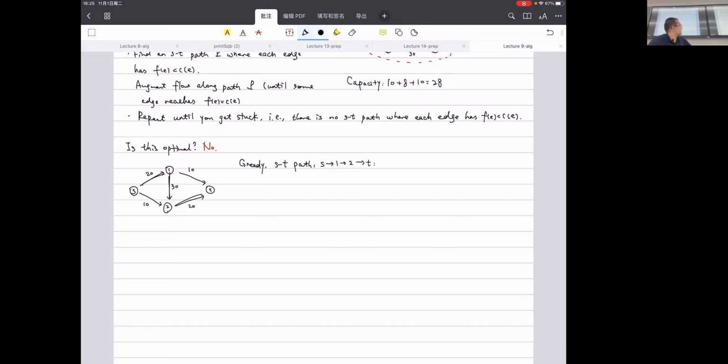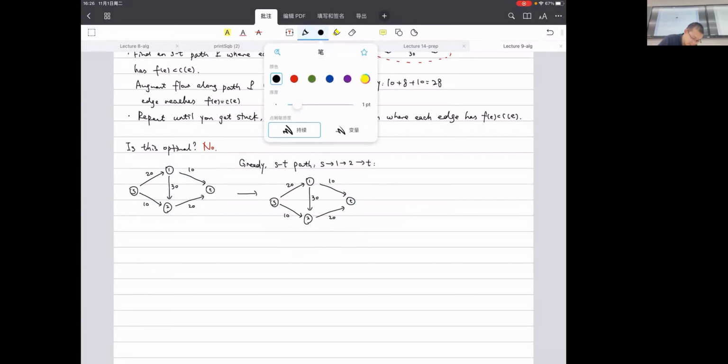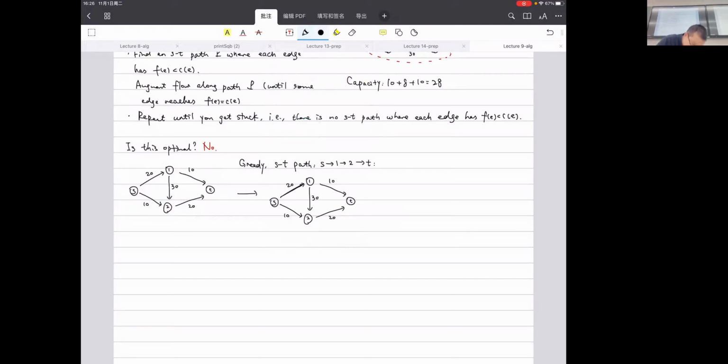For this path, the corresponding capacities along it are 20, 30, 20. By this kind of discussion, we can clearly see that we can put a value of 20 here. I think I want to use the red color. So we put a value of 20 here, 20 here, and 20 here.